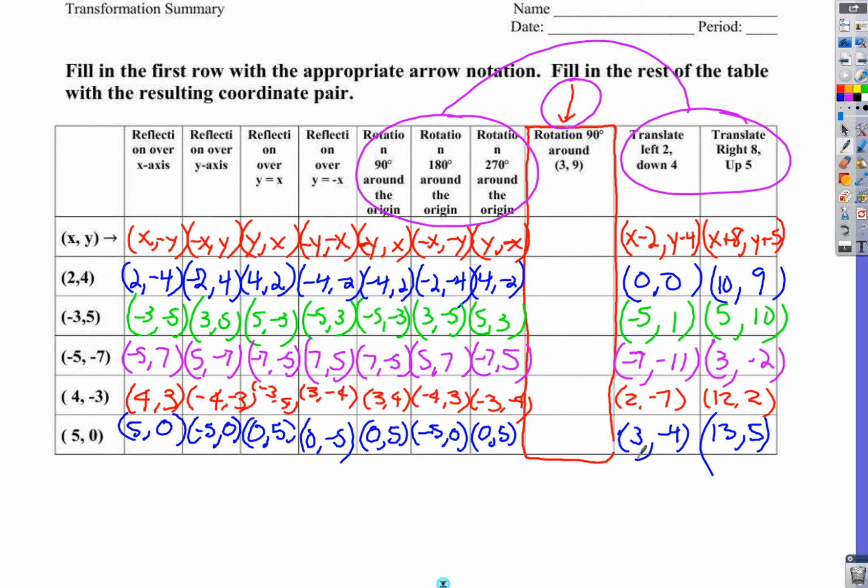One of those I wrote on the rotation paper. The rotation 270, that's supposed to be negative. Negative 5. Yep, should be a -5.